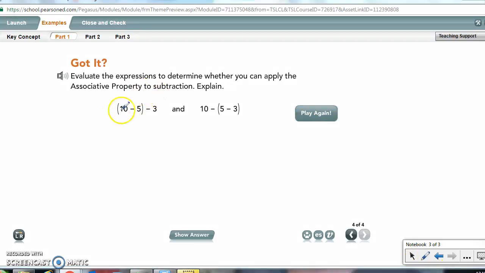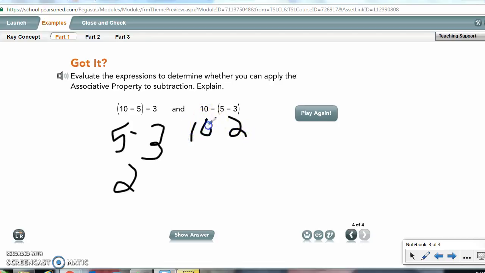This first one, well, what's 10 minus 5? 10 minus 5 is 5, and 5 minus 3 will come next. What's 5 minus 3? 2. Let's go over here. What is 5 minus 3? Because we have to do parentheses first. 5 minus 3 is 2, and 10 minus 2 is 8. Is 2 equal to 8? No, so this will not work for subtraction because it is different than addition.